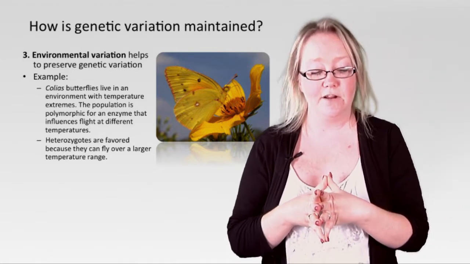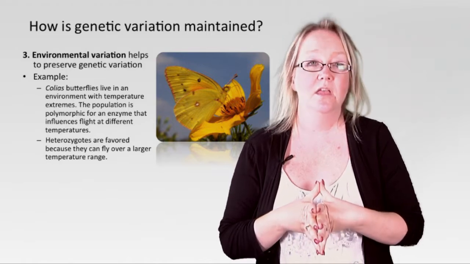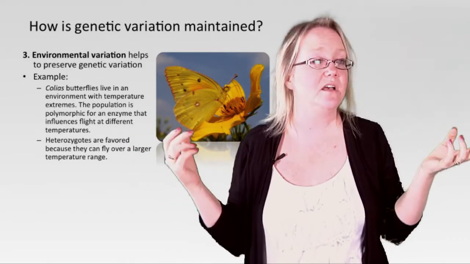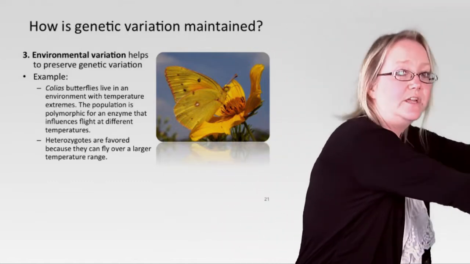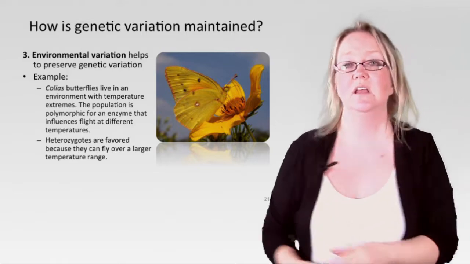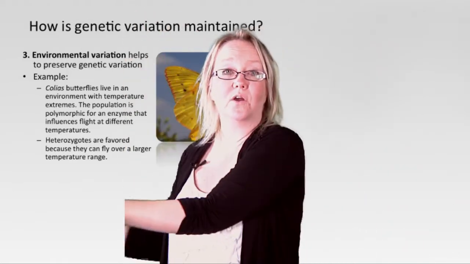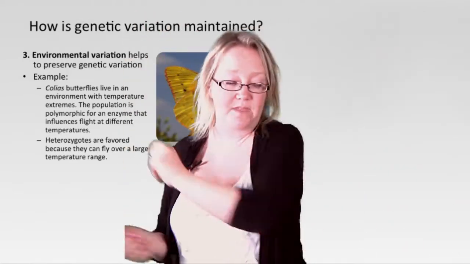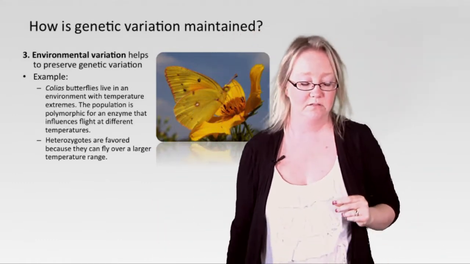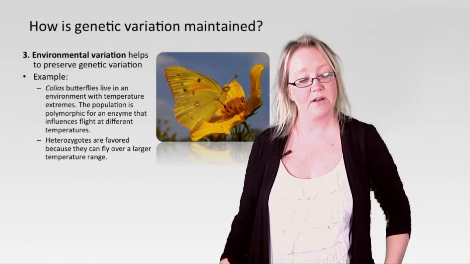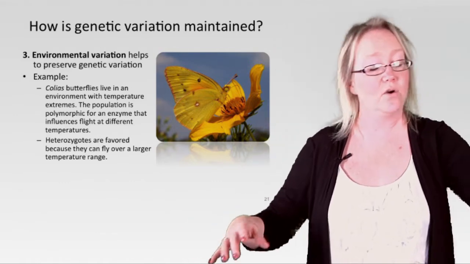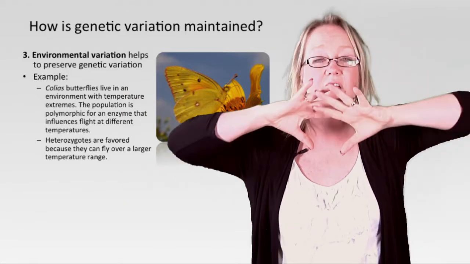Thirdly, we look at environmental variation. Different environments create genetic variation because certain organisms over here are going to keep alleles that adapt them to this type of environment. Certain organisms over here are going to maintain alleles that adapt them to this type of environment. For example, we have some Colias butterflies here. They live in an environment with temperature extremes. So we have really cold, really hot, things like that.